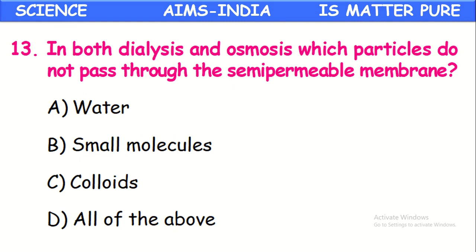Okay. Next one. In both dialysis and osmosis, which particles do not pass through the semi-permeable membrane? A semi-permeable membrane contains very small holes that allow a pure liquid to pass, and the small solid particles remain on the first side itself. Those particles are called colloidal particles. So colloidal particles cannot pass through the semi-permeable membrane. Only liquids like water will pass.